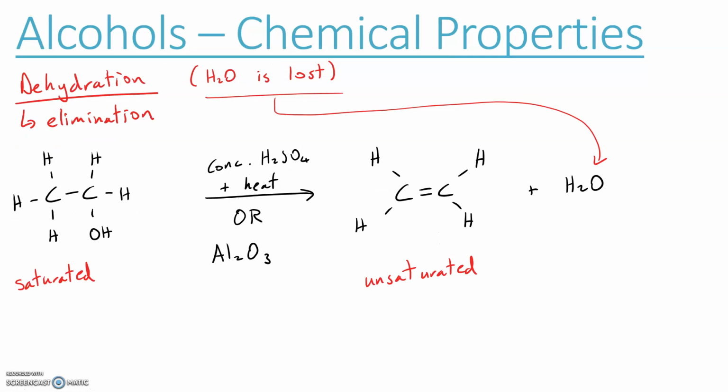We can also have a dehydration or elimination reaction where we produce an alkene from an alcohol. That's where we eliminate water, hence the name dehydration. So imagine this H and OH here being taken out and a double bond being formed in place of that H and OH. The most common way of doing that is using concentrated sulfuric acid and heat.